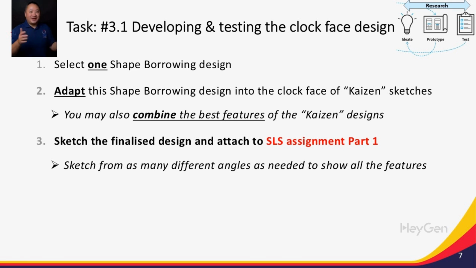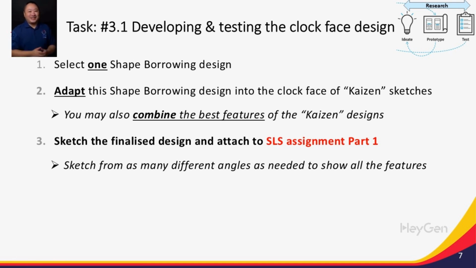To develop and finalize your clock body design, first, we have to choose one design out of the 12 shape borrowing designs you have generated. If you have done more, good for you as you have more variety to choose from. For this selected design, adapt it into the clock face of your Kaizen sketches. You may also combine the best features of all 3 Kaizen designs to come up with a totally new design.